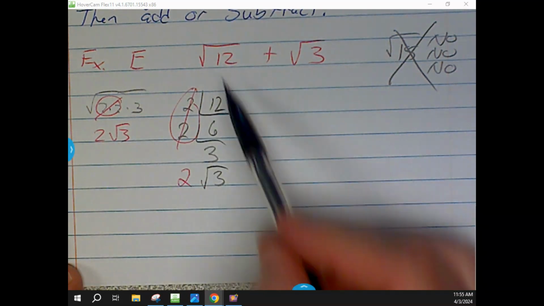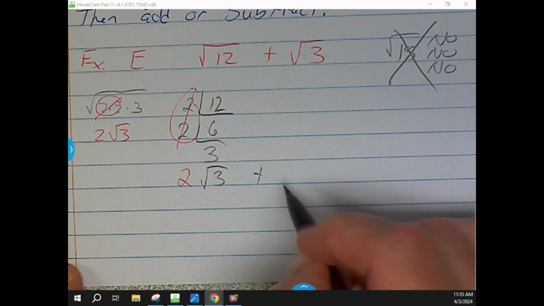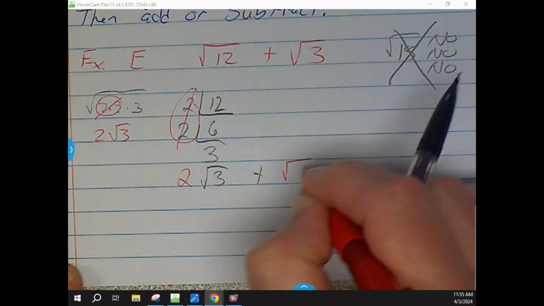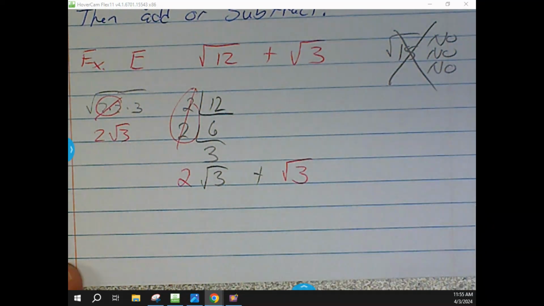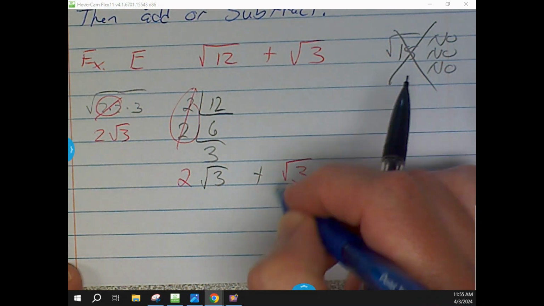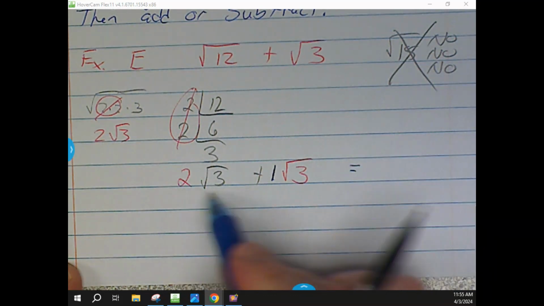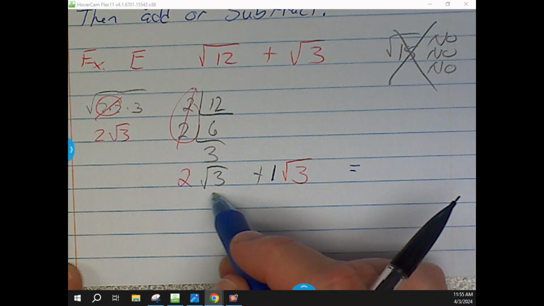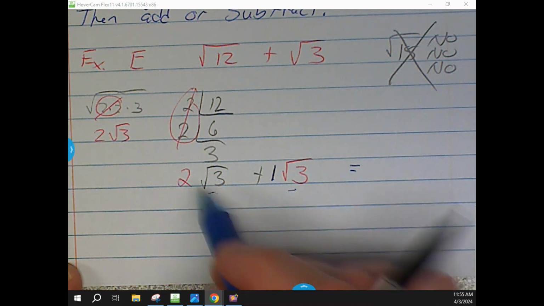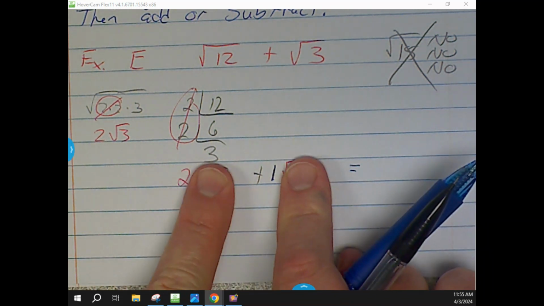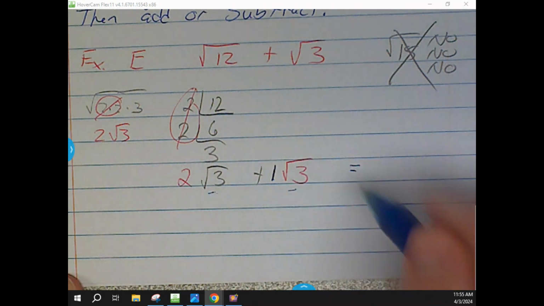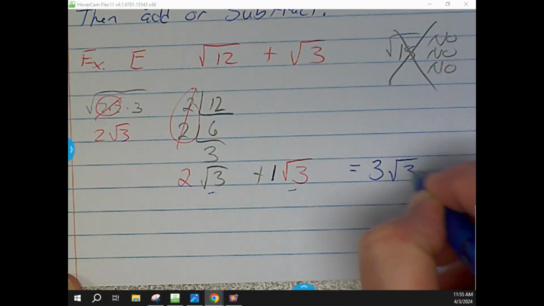So now we've got 2 square root of 3 plus square root of 3. This one doesn't have a coefficient, but remember, if it doesn't have a coefficient or a power, you can always put an understood 1 there. So this is really 2 square root of 3 plus 1 square root of 3. Now that your radicands are the same, you can just do 2 plus 1 and make that 3 square root of 3.